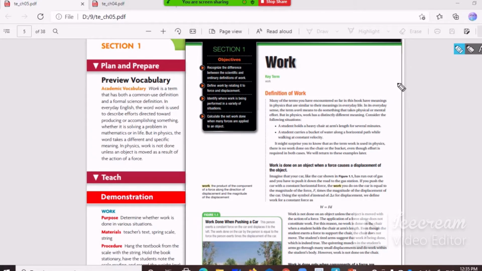Suppose that we have a student or boy holding the chair. Suppose that he holds the chair like that by his hand and uses his hand to hold the chair maybe for 1 hour. Okay, what do you think? Does he make work or not? I will explain that now.